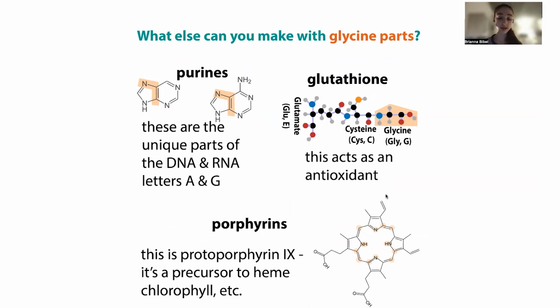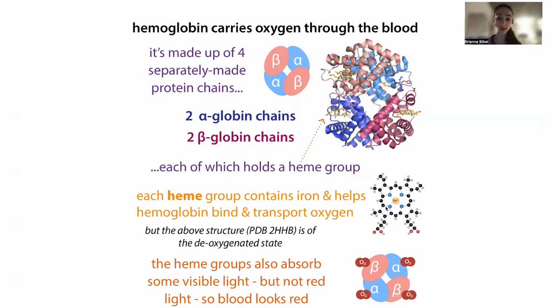Glycine can also be used to help make porphyrins, which is going to be part of molecules like heme and chlorophyll. So in heme, this is going to contain iron and help transport oxygen throughout the blood. Basically, these heme groups are going to be held by this protein hemoglobin, and because these heme groups can help coordinate this oxygen, this hemoglobin is going to be able to transport oxygen throughout the blood.